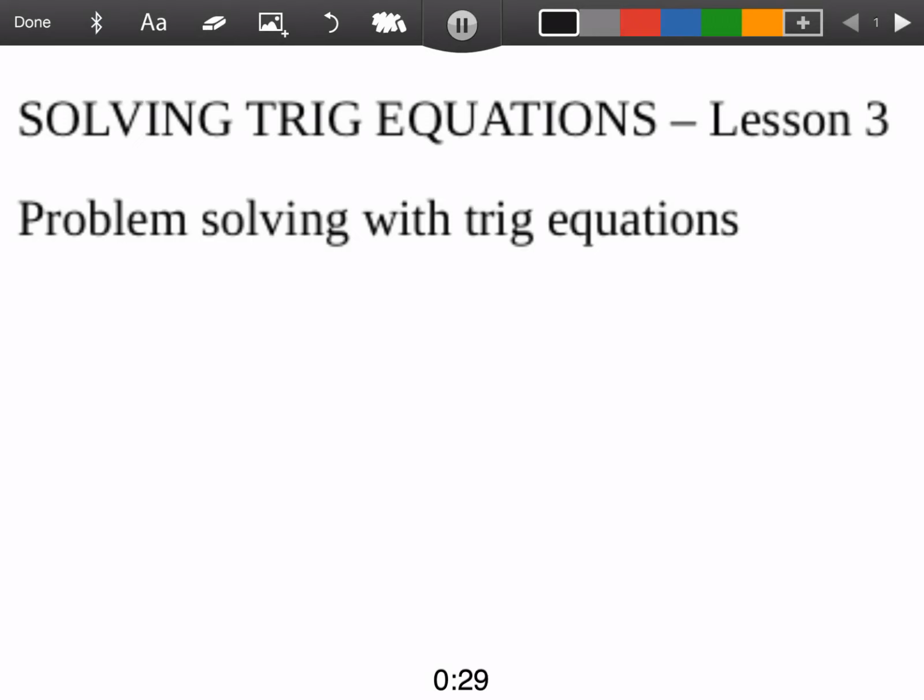Now, in the next few lessons, I will cover trig equations, but they are more problem-solving questions, and people do tend to be thrown when it comes to questions like this. So let's have a wee go. I've got two examples I'll show you today, then I'll leave you some questions to try.